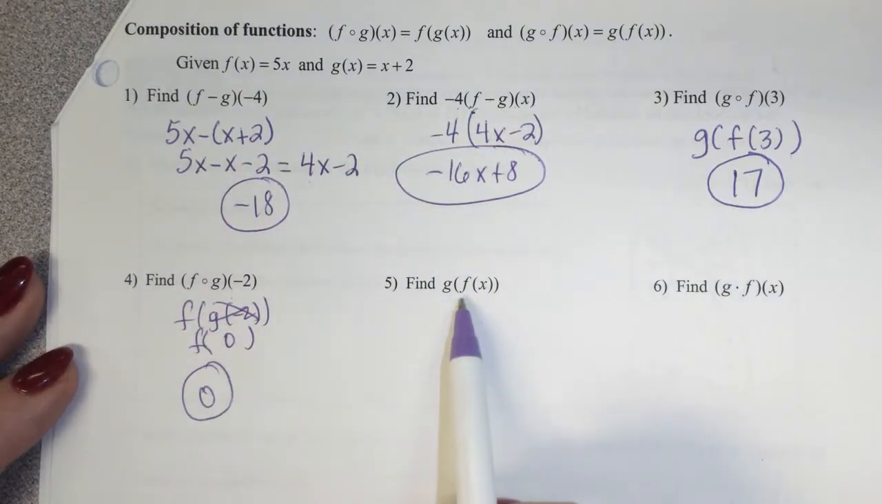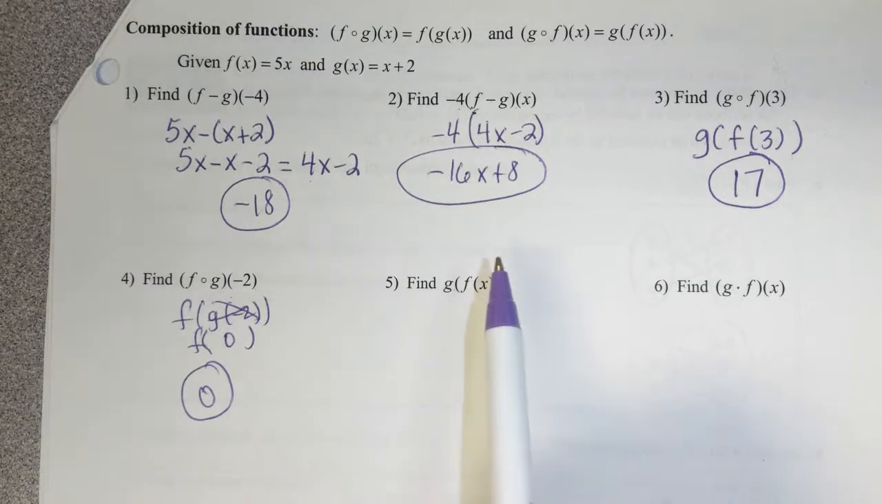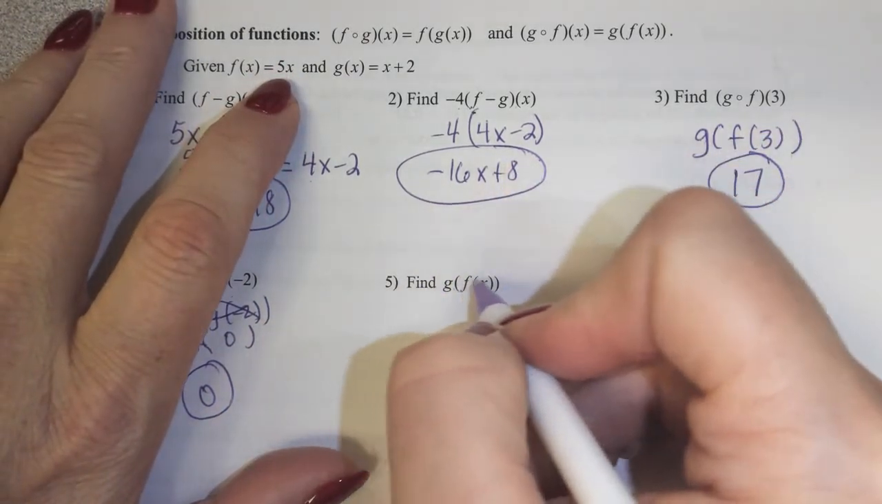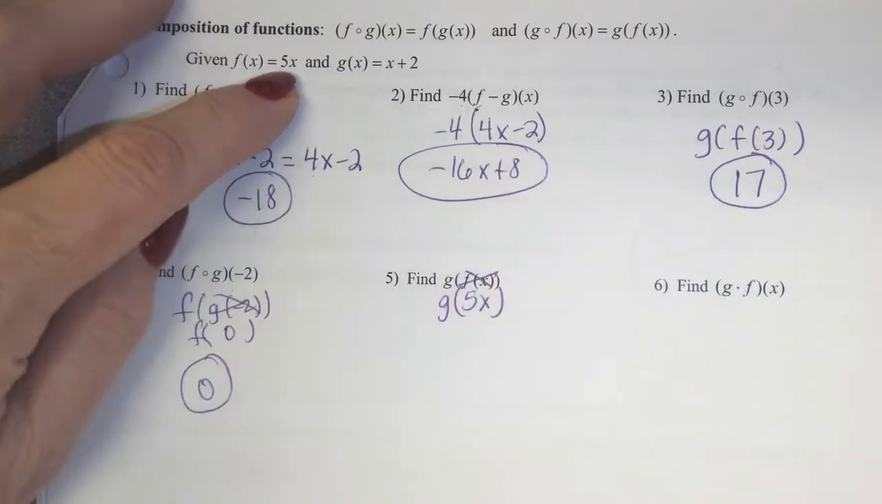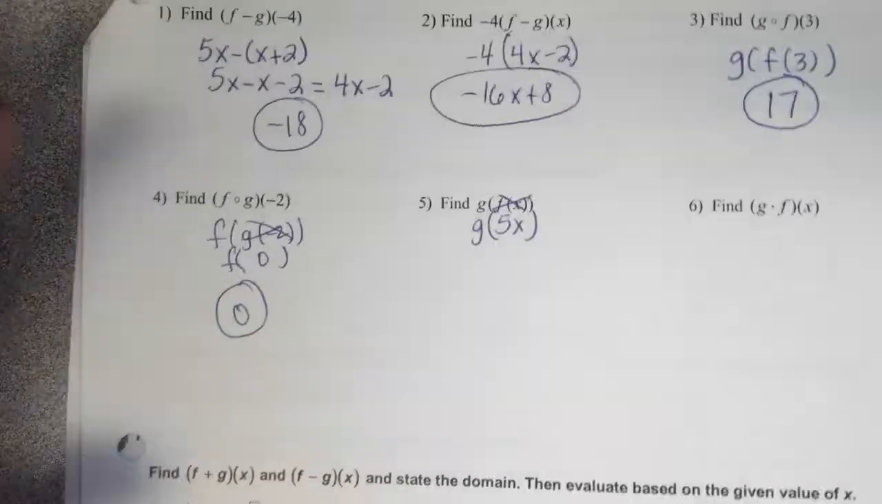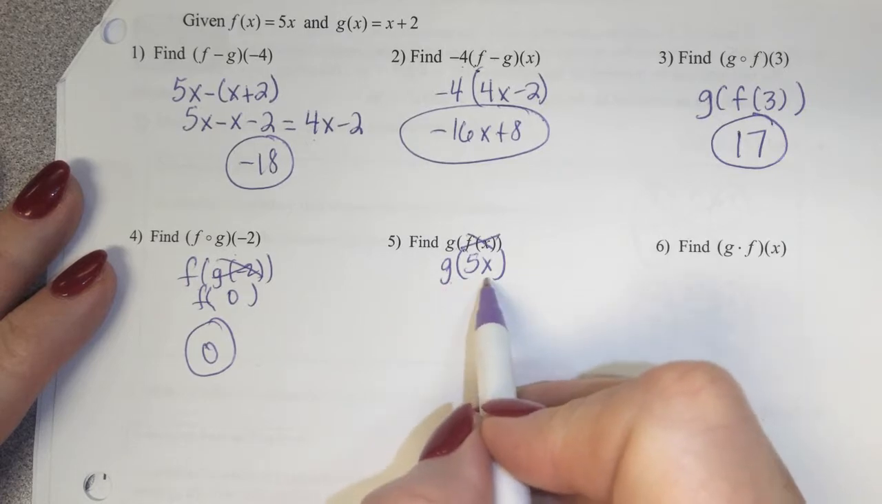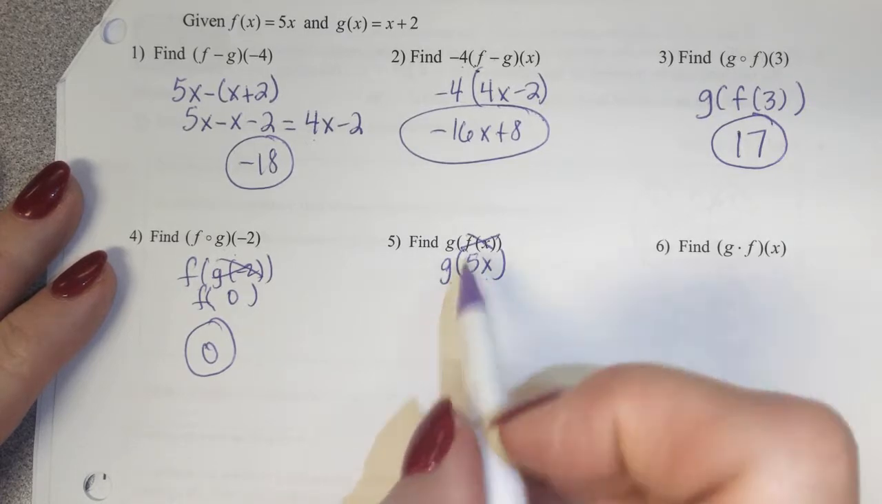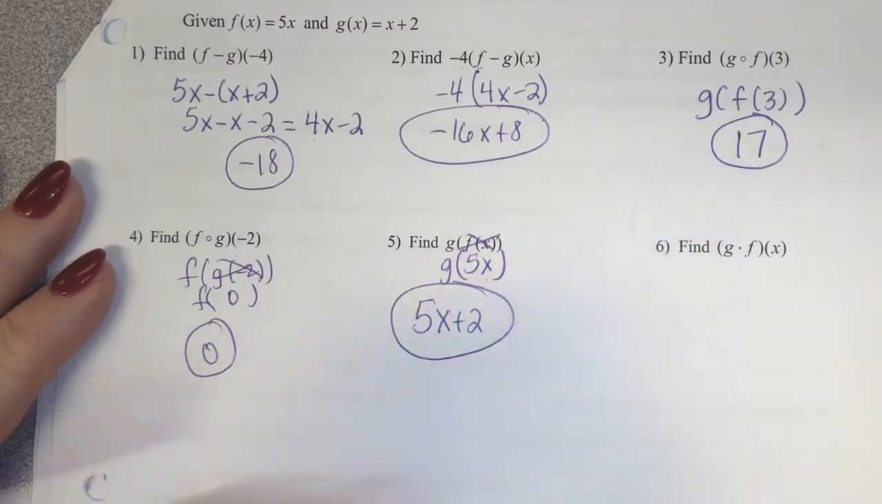All right, now we're doing g of f of x. So we're going to look for f of x. F of x is 5x. And we're doing g of that. Did I already do that over here? Yes, we did, didn't we? That's okay. So what is g of 5x going to be then? Just 5x plus 2.